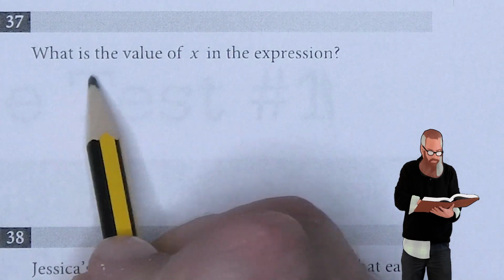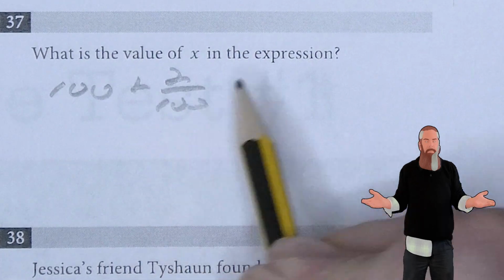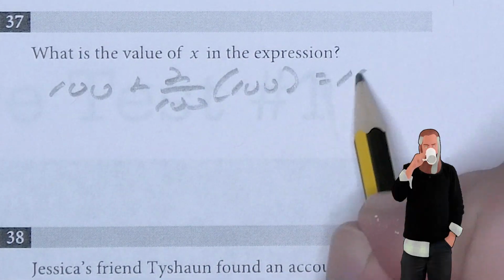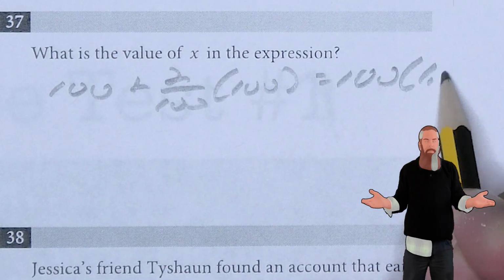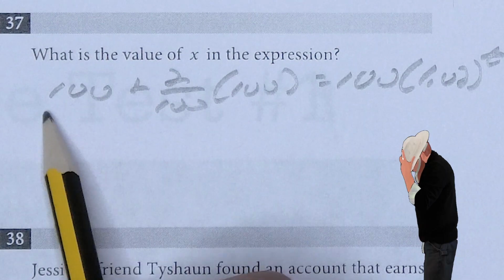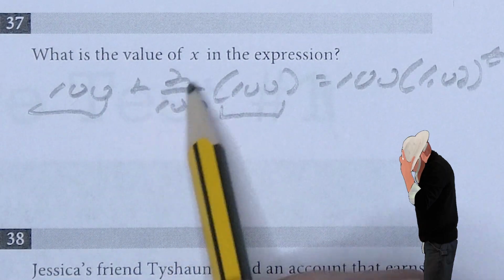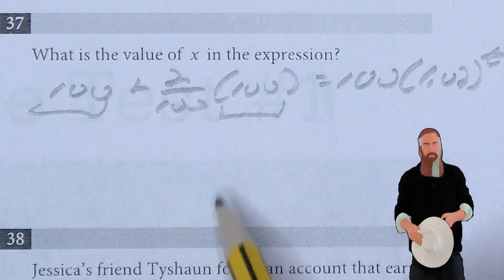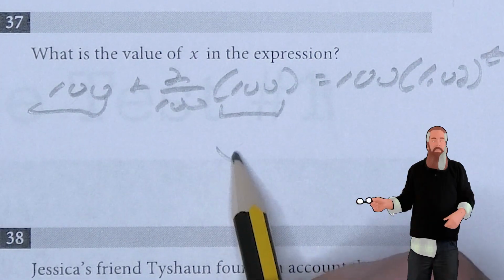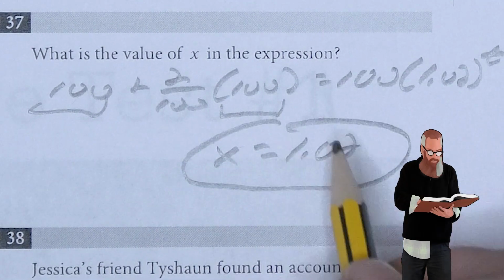So what we're dealing with here is 100 plus 2 over 100 times 100, which is equal to 100 times 1.02 to the t. That's because we have the initial deposit amount, and we have the interest rate of 2%, which is 2 over 100. That's how we're coming up with all of this. What we actually get simply is that x is 1.02.